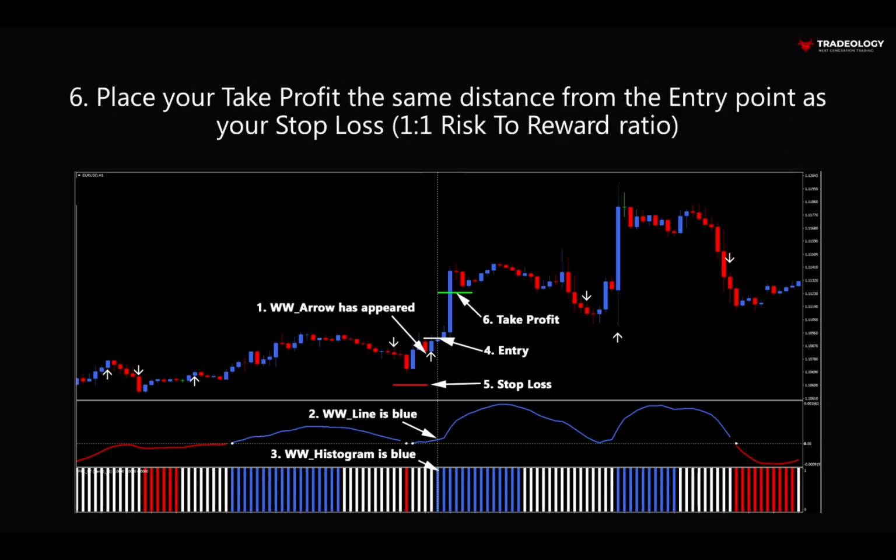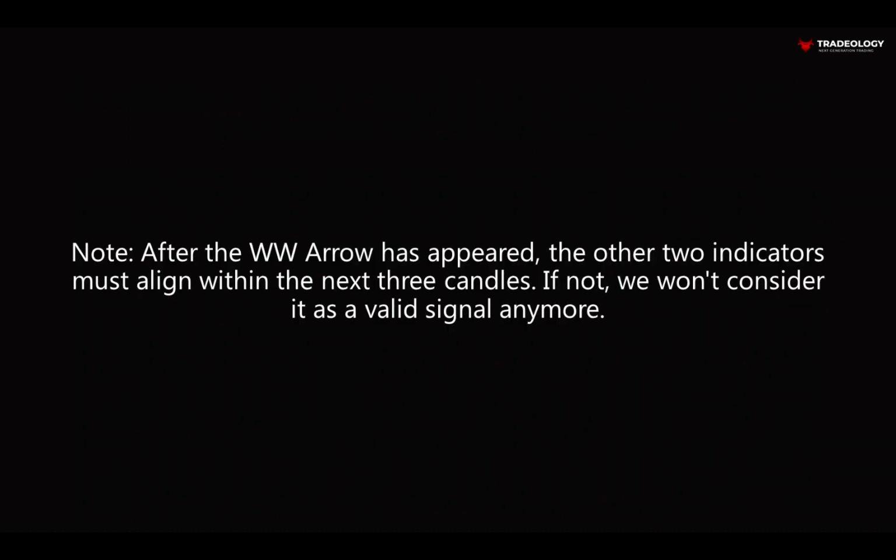6, place your take profit the same distance from the entry point as your stop loss for a 1-to-1 risk to reward ratio, as indicated in the image. Note that after the WW arrow has appeared, the other 2 indicators must align within the next 3 candles. If not, we won't consider it as a valid signal anymore.